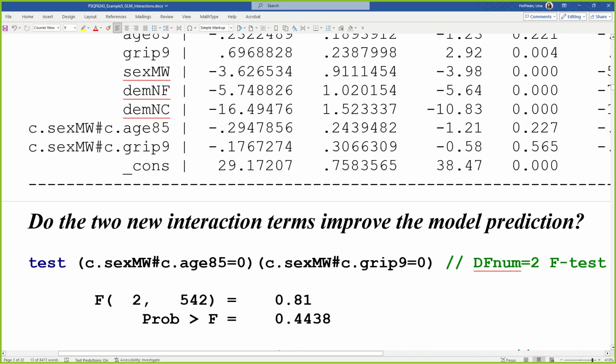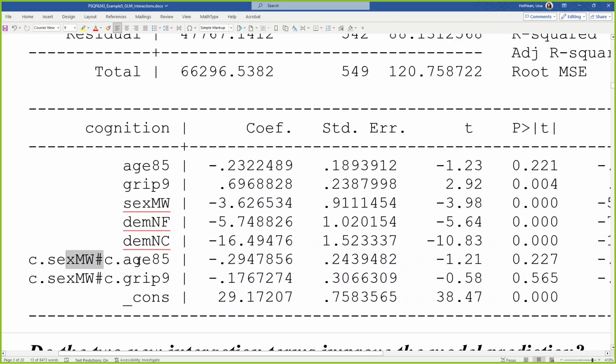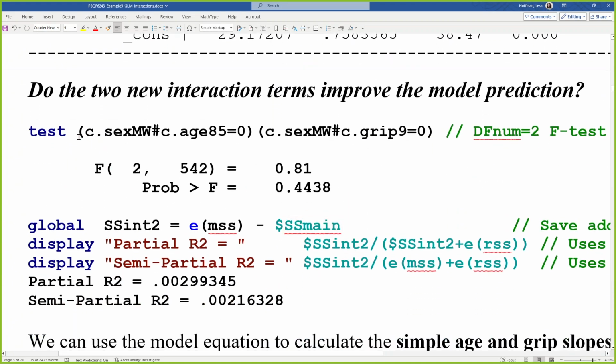So do the 2 new interactions improve the model? I need another F because I added 2 things at once. I can't just look at either of these p-values to answer the question. So to do so in Stata is a test statement. The logic here is you tell it what you want each slope to be tested against, and in this case it's 0. So this is saying give me a joint test of these 2 slopes both being 0 at the same time, and tell me how much worse that would make my model if I didn't have them.